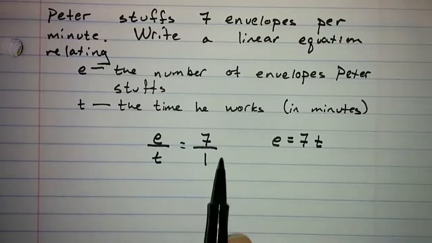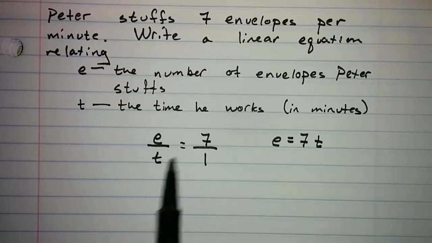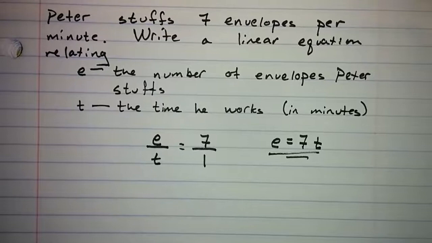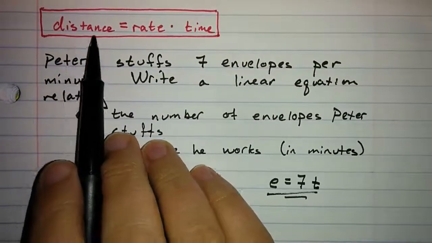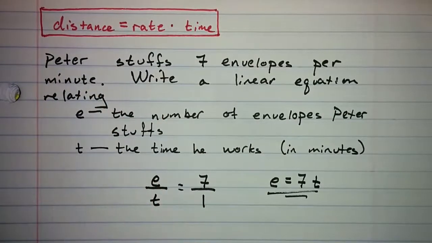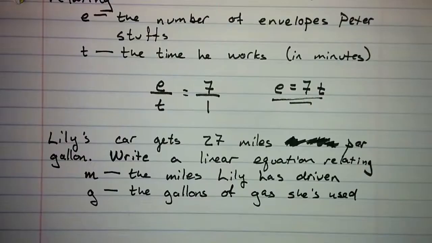When we're working with a rate like this, a rate that's just one number, we can, if we'd like, dispense with the cross multiplication and go straight to the linear equation. However, we have to be a little bit careful, because this quantity isn't always a distance. It might, as in this example, be a number of envelopes. And let's see an example where this quantity isn't exactly a time. Suppose we know that Lily's car gets 27 miles per gallon. Write a linear equation relating m, the miles she's driven, to g, the gallons of gas she's used.